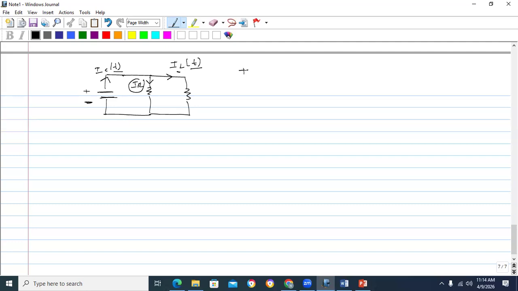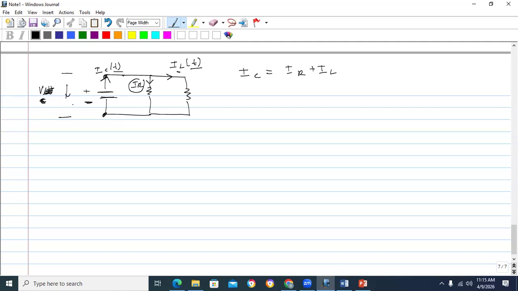Okay. So basically, one equation you can write as IC equals IR plus IL. This is one equation. Okay. So that is Kirchhoff current law. Then you need to find the voltage across the capacitor. Okay. Voltage across the capacitor you need to find. That is, let's say that V(t). I will call it VC for simplicity, it is changing.